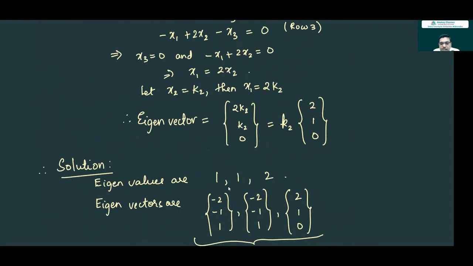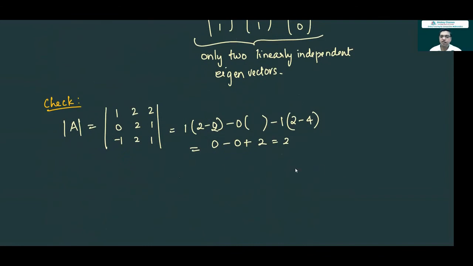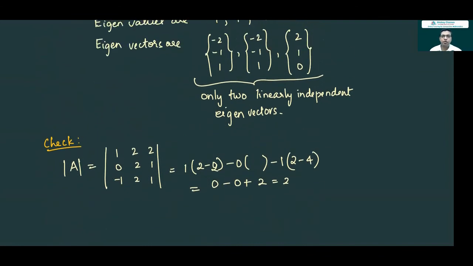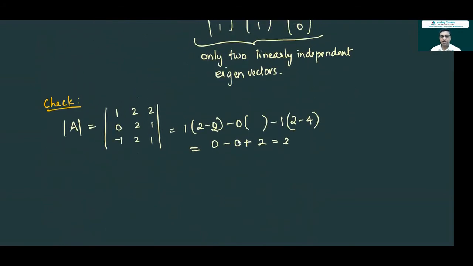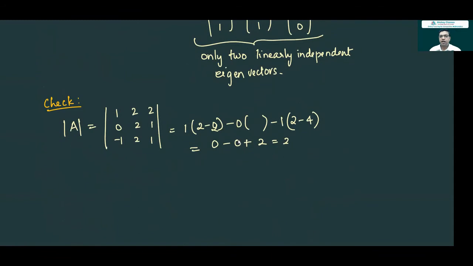So what is the product of the eigenvalues? 1 into 1 into 2 is equal to 2. And the determinant is 2. So important note, determinant is not 0, determinant is 2. Okay. So this is what we get. So now from here we get some important properties.